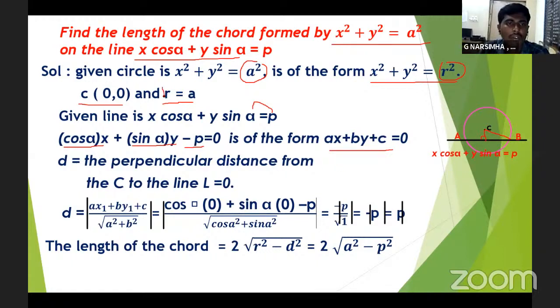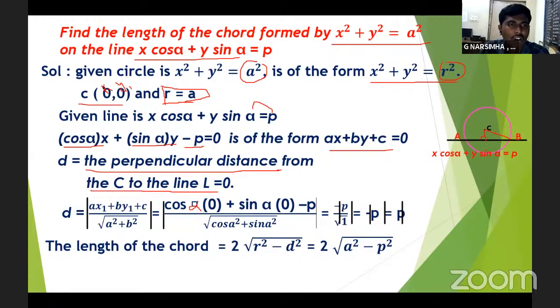Here we have already found the radius of the circle. Now we are going to find the perpendicular distance from the center of the circle to the line, which is represented by small d, or simply CP. Here d is equal to, as you know already, the perpendicular distance from a point to the line, ax1 plus by1 plus c by root over a square plus b square. Here a means cos alpha into x1. x1 means the center of the circle. That is, here x1 is 0 and y1 is 0.